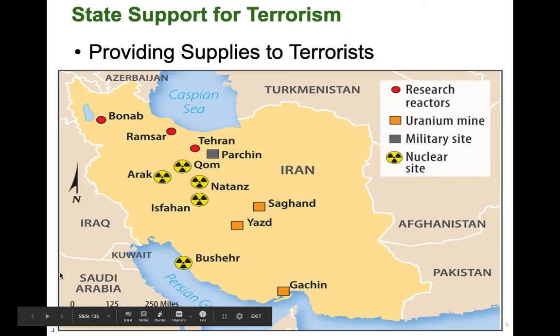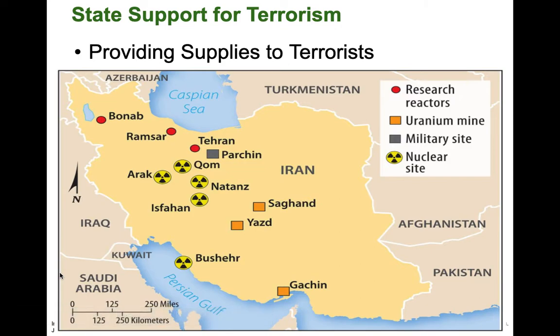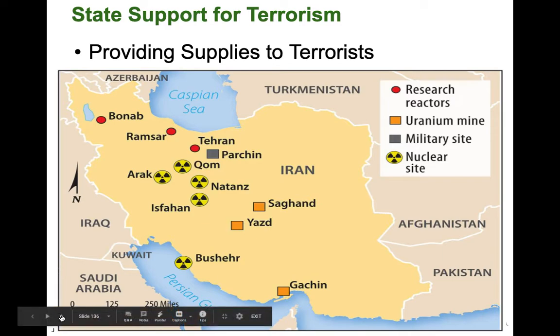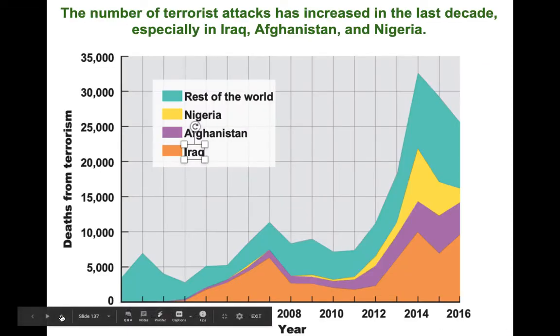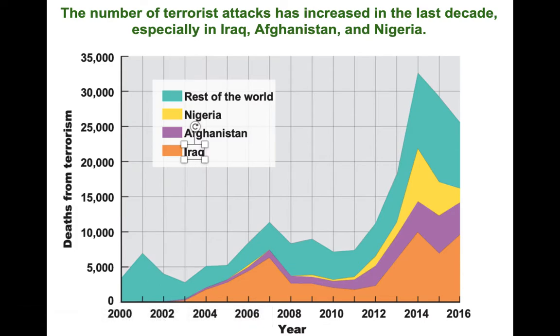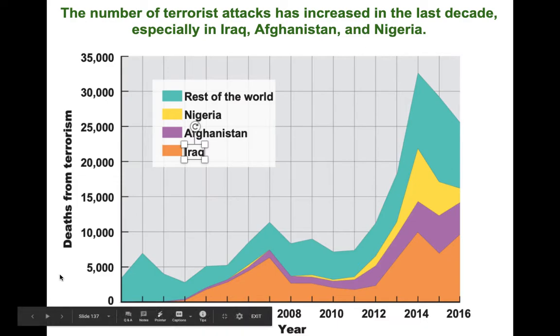All right, here's where we see nuclear energy. Again, remember with our last notes, Iran did not sign the non-proliferation treaty on nuclear power in 1970. The number of terrorist attacks has increased, especially in Iraq, Afghanistan, and Nigeria, from 2014 to 2016. In the rest of the world, that's declined.